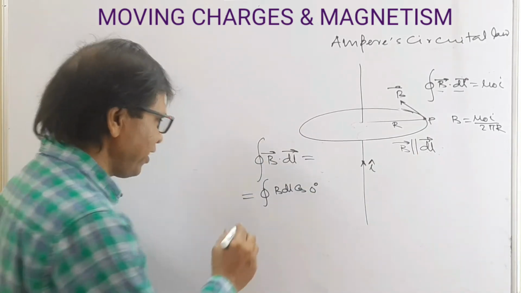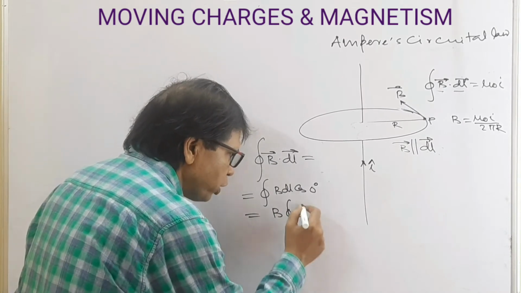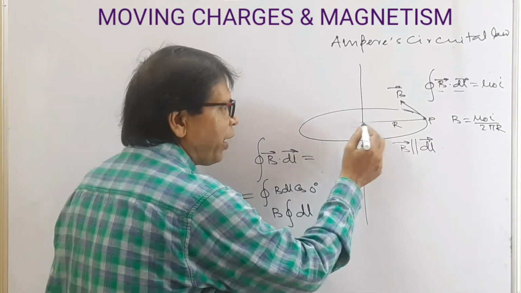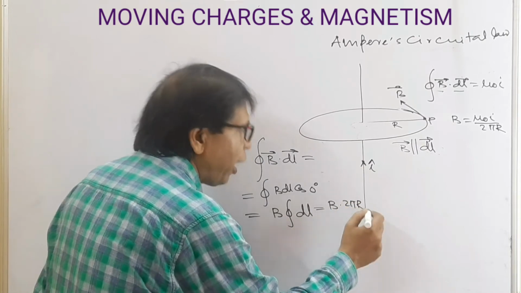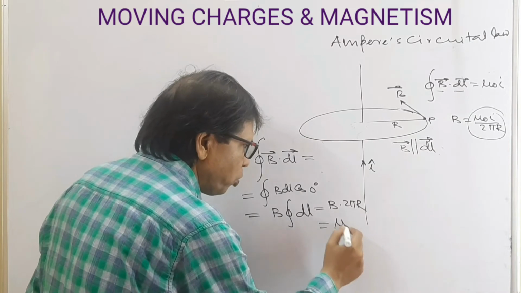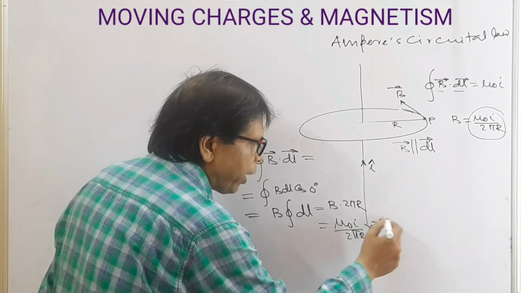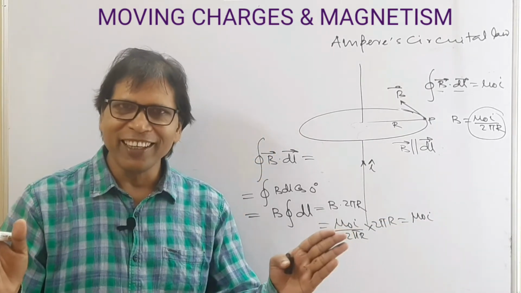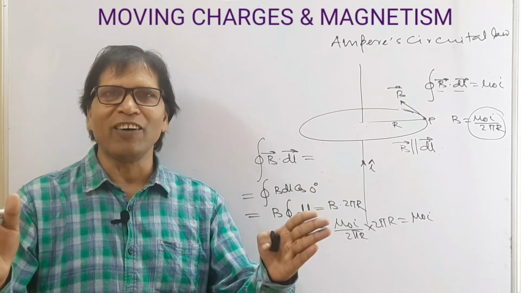Now, as B is uniform in magnitude, this is B times the line integral of dl. The length of the circular loop of radius r is 2 pi r, so this is B into 2 pi r. Now the magnetic field B equals mu naught I by 2 pi r, and this is also 2 pi r, therefore this is mu naught I. Okay, understood? Now, limitations of Ampere's circuital law.